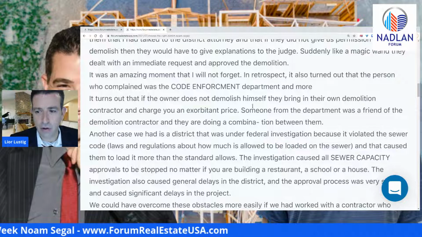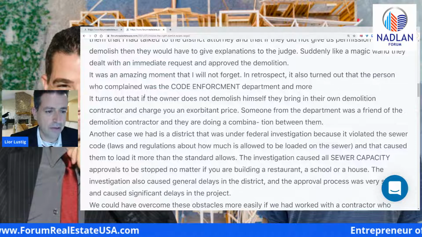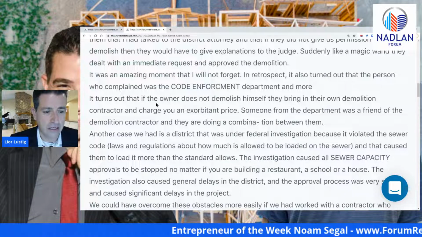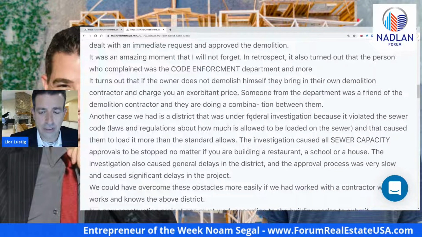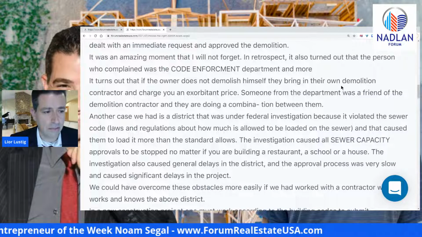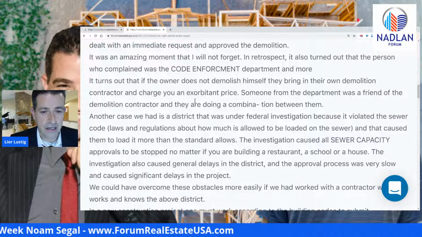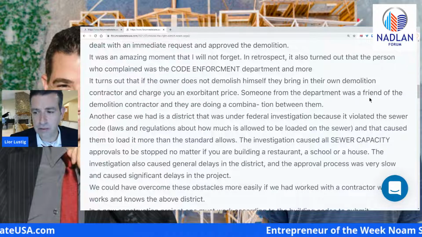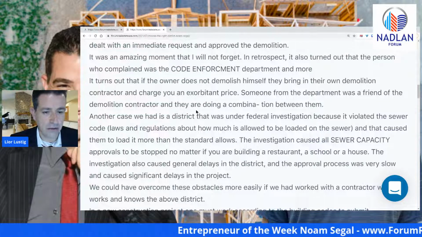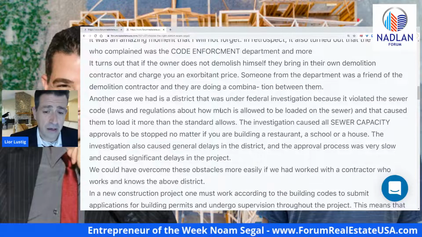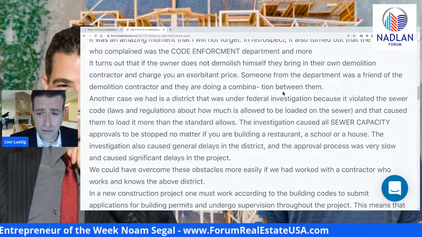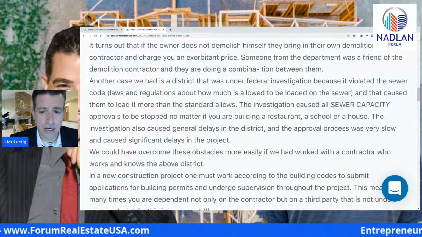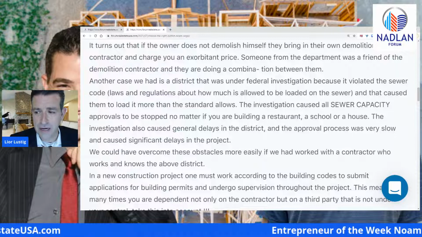In retrospect, it also turned out that the party who complained was the code enforcement department, and more, it turns out that if the owner does not demolish himself, they bring in their own demolition contractor and charge you an exorbitant price. Someone from the department was a friend of the demolition contractor, and they were running a scam between them.